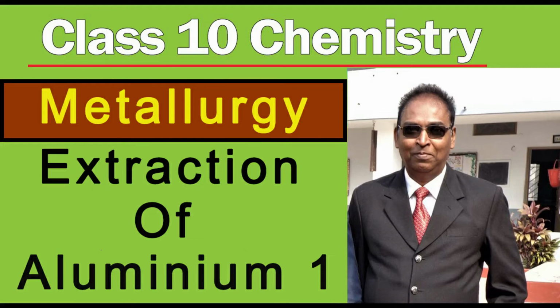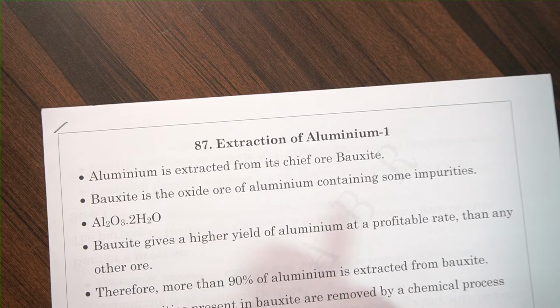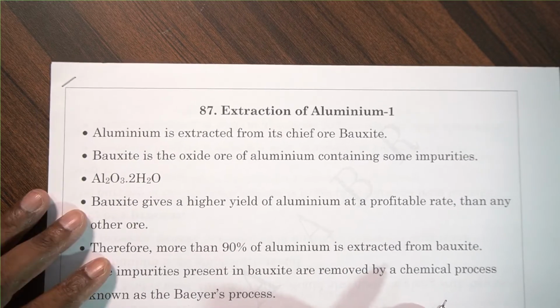Hello students, in the previous videos I have discussed the various techniques used in metallurgy. Now in this case we are going to take a typical example, the extraction of aluminium. The first part I will discuss in this video and the second part in the next video. So please keep watching. Extraction of aluminium, this is part 1.